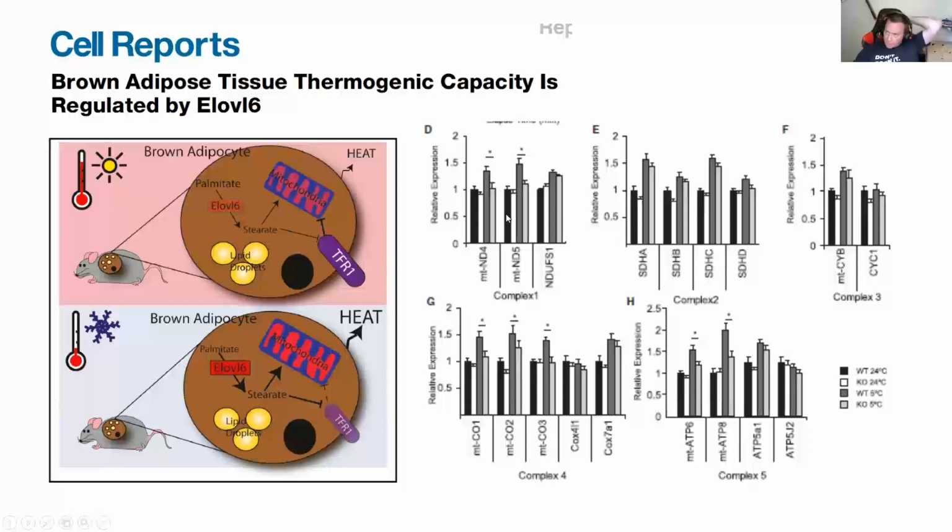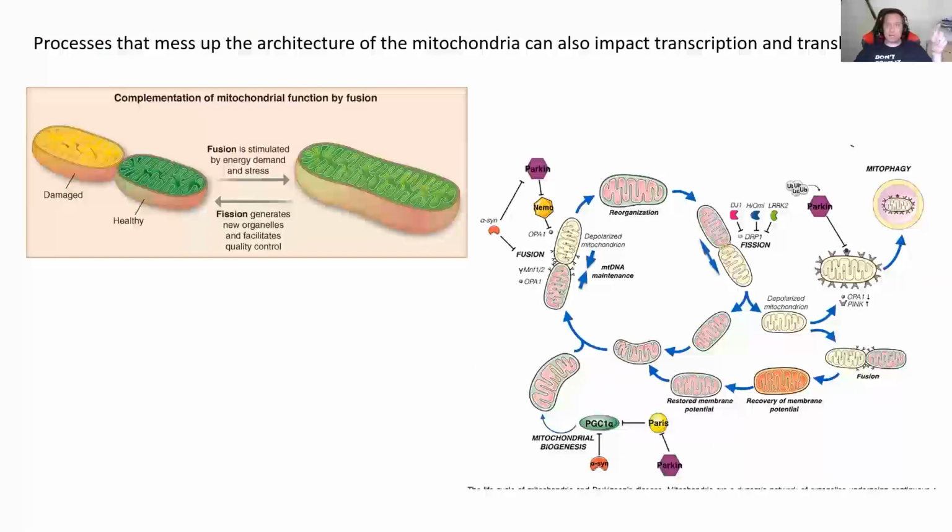So what's going on here? I mean, our mechanism is on fusion, not transcription. But it turns out if you pretty much do anything to mess up mitochondrial architecture, it can impact transcription, because a lot of the processes necessary for mitochondrial transcription to work require the mitochondria to go through quality control processes to ensure the DNA is of good quality, and for the mitochondrial transcriptional and translational machinery to work.